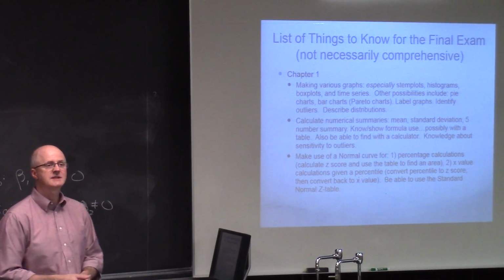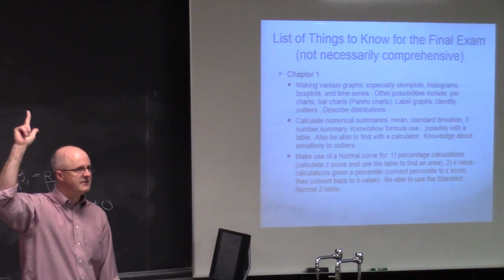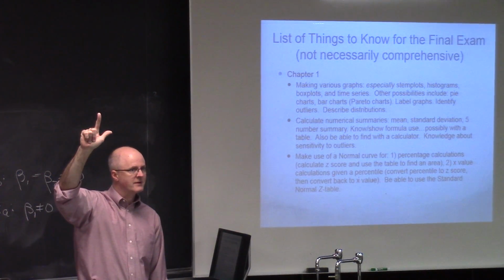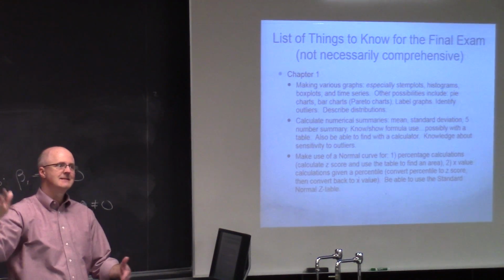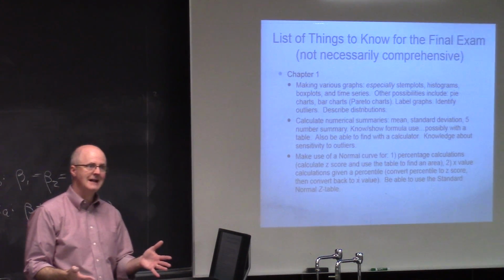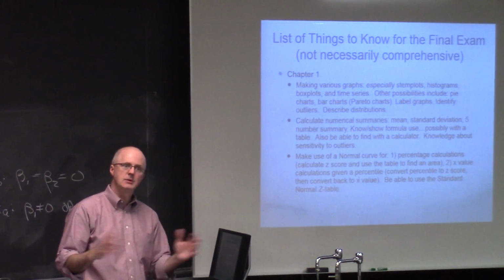Chapter 1, that was descriptive statistics for one variable. Mean, standard deviations, 5-number summary: maximum, third quartile, median, first quartile, minimum. Plots, the most important probably being the histogram, but also stem plots, stem and leaf plots, box plots. You should be able to do all those things.